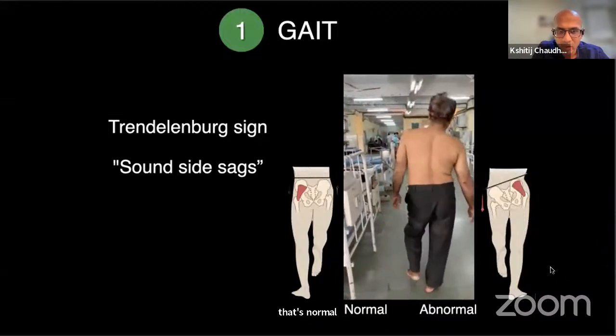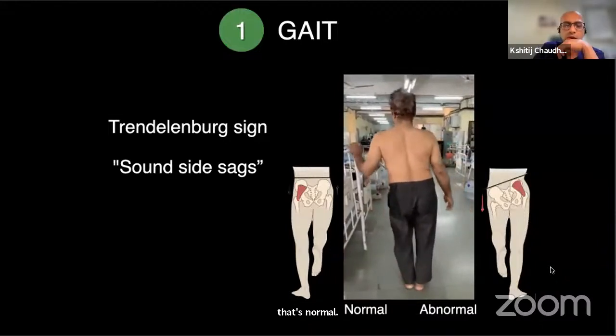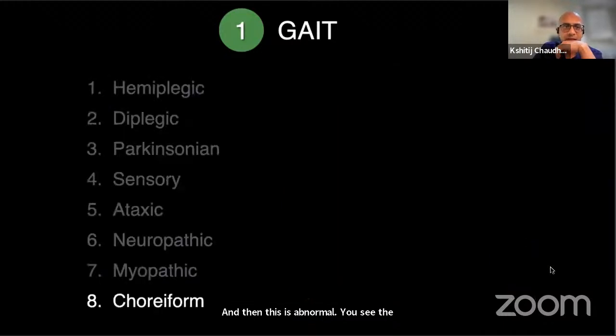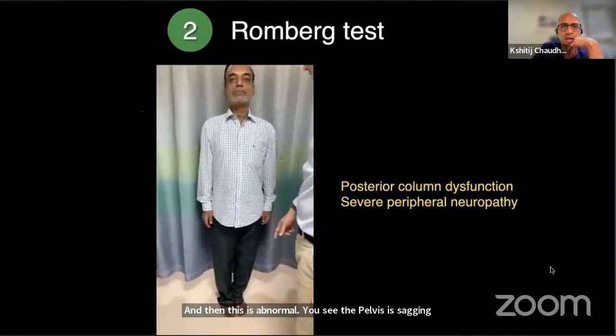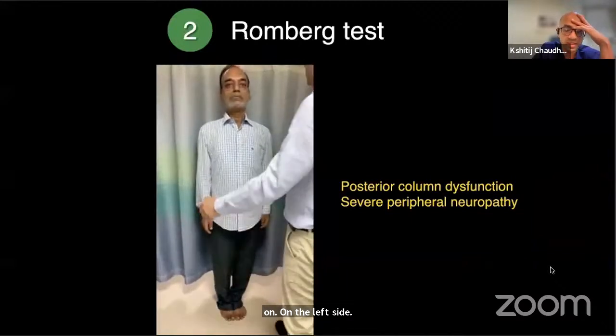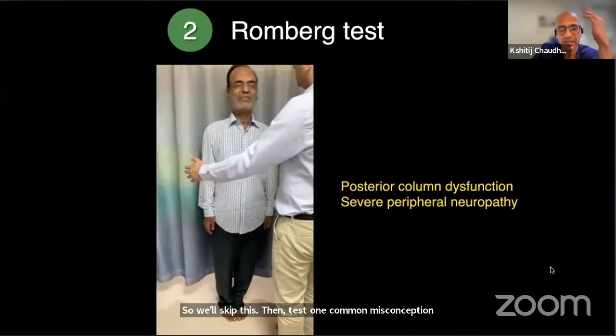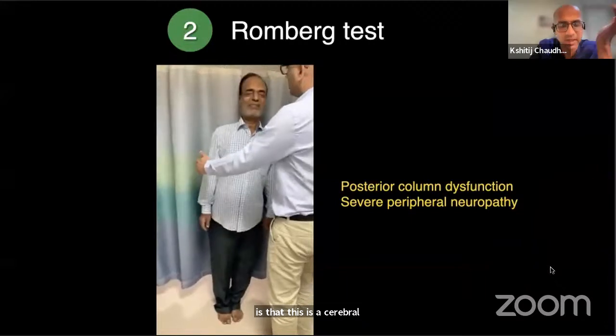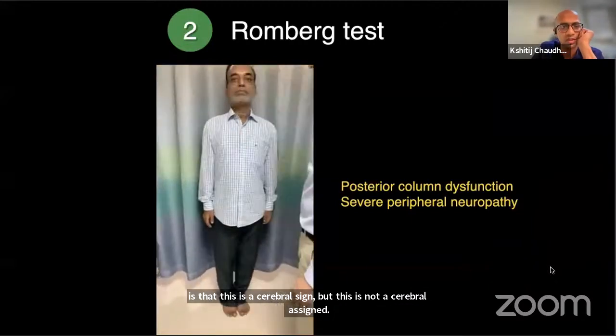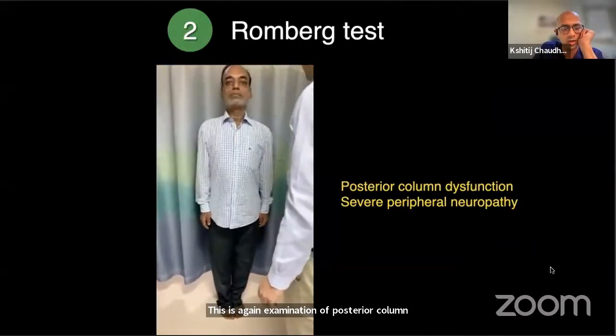And then this is abnormal. You see the pelvis is sagging on the left side. So we'll skip this. Then Romberg's test, one common misconception is that this is a cerebellar sign, but this is not a cerebellar sign. This is again examination of posterior column dysfunction and severe peripheral neuropathy.